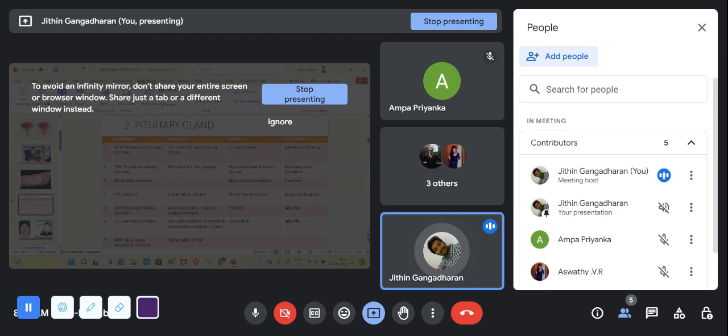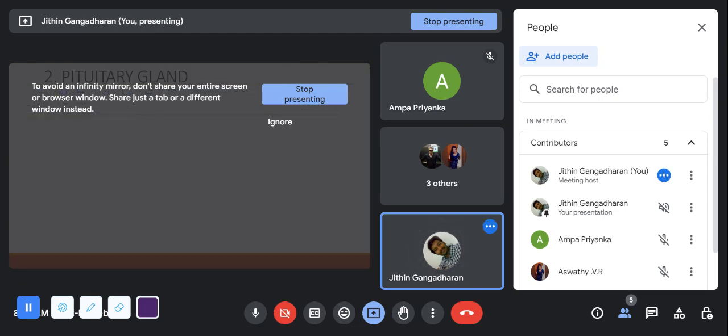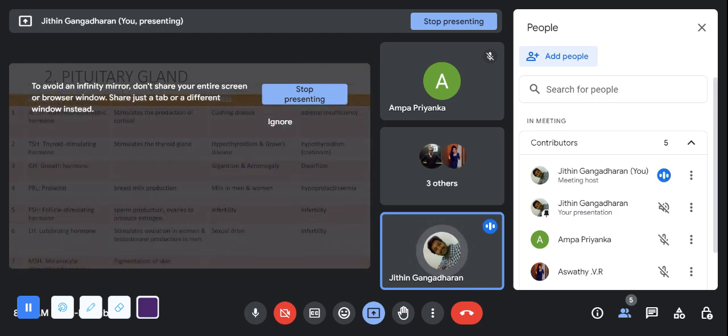So, coming back to the pituitary gland, we have the thyroid stimulating hormone, which, if excessively stimulated, will lead to Graves' disease or hyperthyroidism, and a deficiency will lead to hypothyroidism or cretinism. Right. Third one is growth hormone.